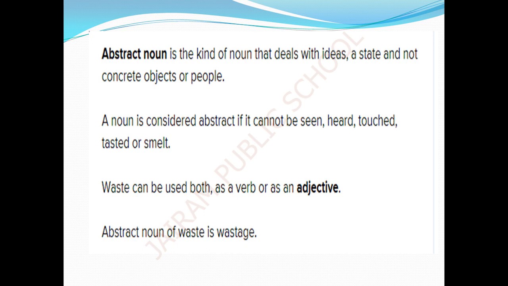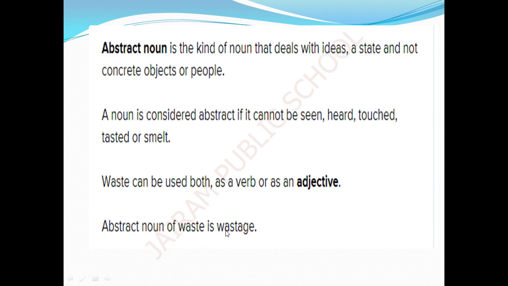An abstract noun is the kind of noun that deals with ideas, states, emotions and feelings. A noun is considered abstract if it cannot be seen or heard. We cannot see, we cannot hear, we cannot touch, we cannot taste, we cannot smell. We can only feel it in the heart. That is an abstract noun. Waste is both. A word can be used in both the forms, noun and verb. When we use this word waste as an abstract noun, that formation is wastage.